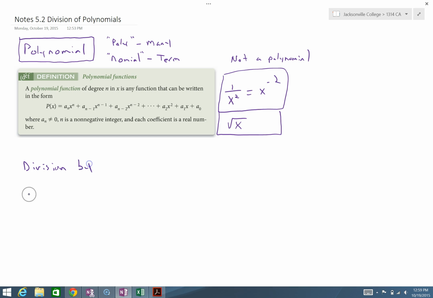Division by a monomial. So monomials are a subset of polynomials. Mono means one. So here we're talking about one term. In this case, the divisor will just be one term. And this is going to be like number 1. Example number 1 from your XYZ.